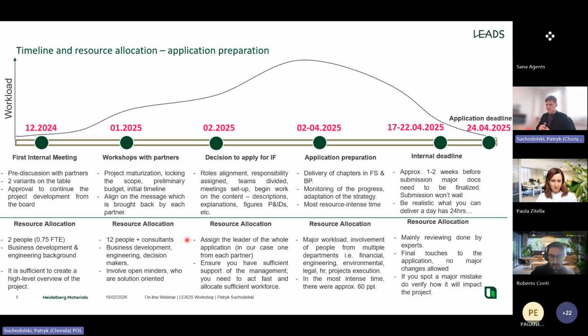Then once we had the decision to apply for the Innovation Fund, we had to set up the teams. We needed to align who will be responsible for what aspect of the feasibility study and also of the business plan. Of course, today's meeting is mainly focused on the feasibility study. However, I will touch a little bit on the business plan as well, because I believe these two aspects are connected.